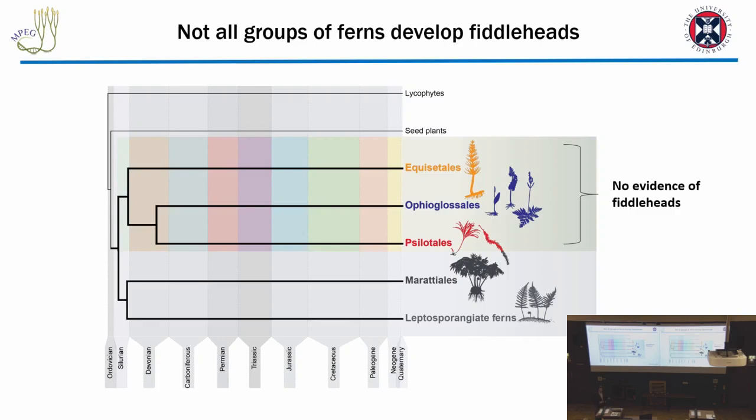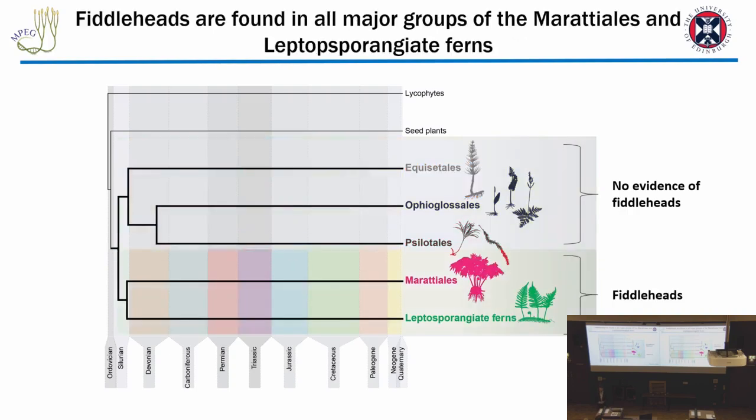And this suggests that there might actually be a group that is defined by fiddleheads, which he was able to recognize from continuing his analysis further out. And in this case, what he was able to find is that the Marattiales and the Leptosporangiate ferns, this is where most of the living fern diversity is today, all of these major groups of ferns produce fiddleheads. And so we began to recognize that maybe fiddleheads were a defining feature of this group itself.